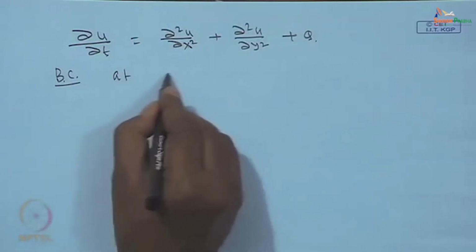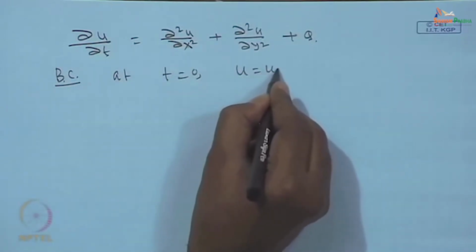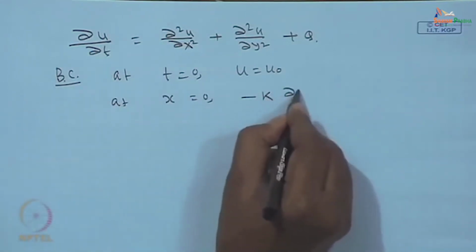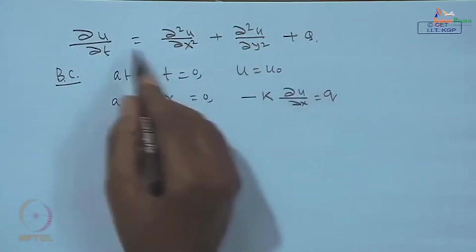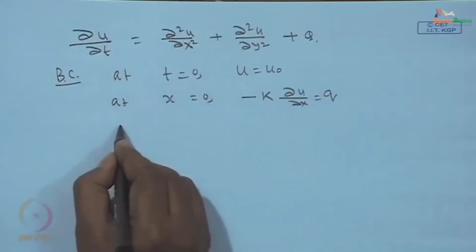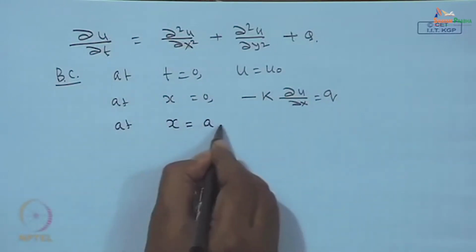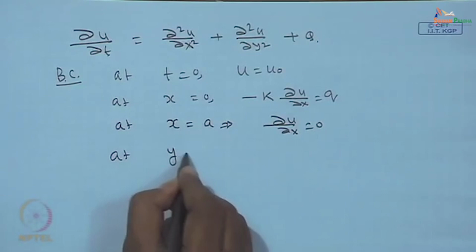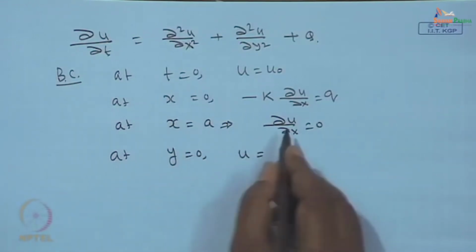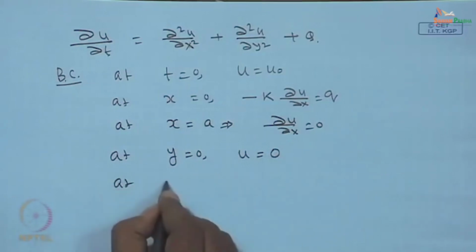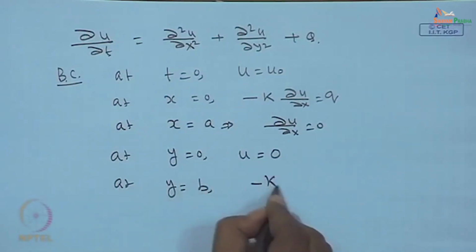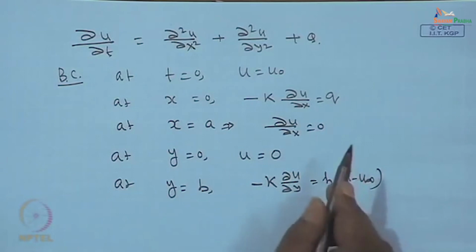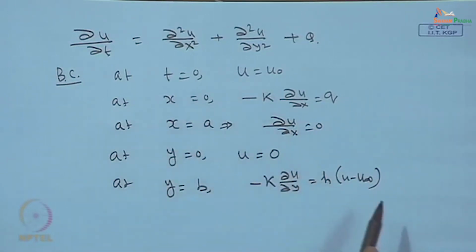So, typically we have at t is equal to 0, u is equal to, let us say, u naught. At x is equal to 0, let us say minus k del u del x is equal to q. Let us say it is a two dimensional transient heat conduction problem. At x is equal to a, del u del x is equal to 0. At y is equal to 0, u is equal to 0. At y is equal to b, minus k del u del y is equal to h into u minus u infinity. Okay. Let us explain this equation and this set of boundary conditions.